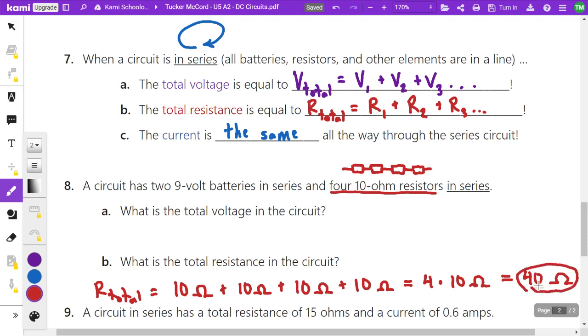Circle that. Okay, I'm going to leave 8A for you to do, where you have two 9-volt batteries giving you your total voltage. I think you can figure that part out. Just add them up.